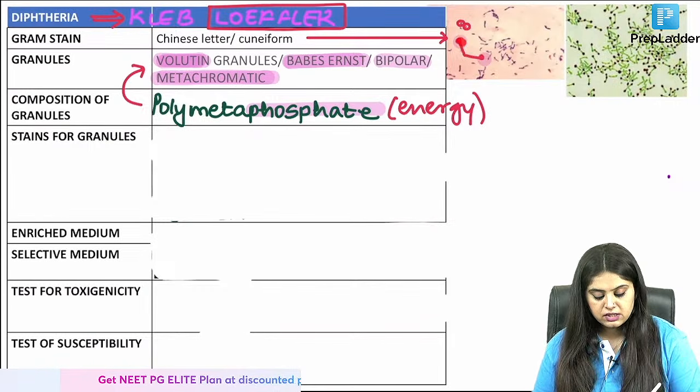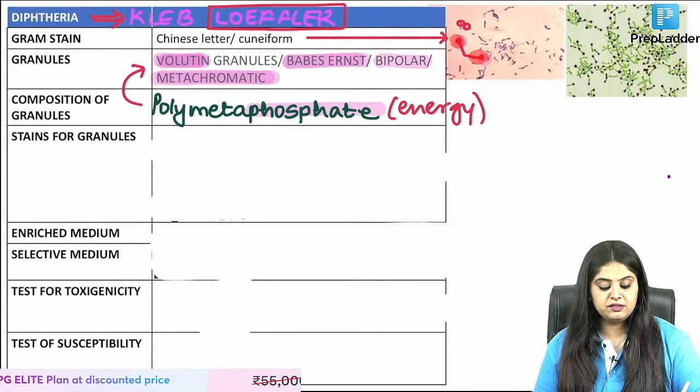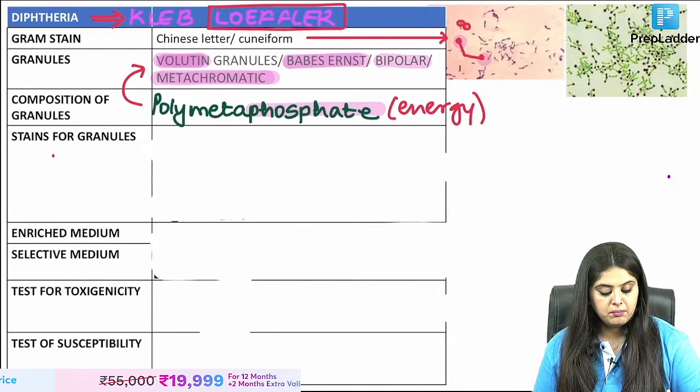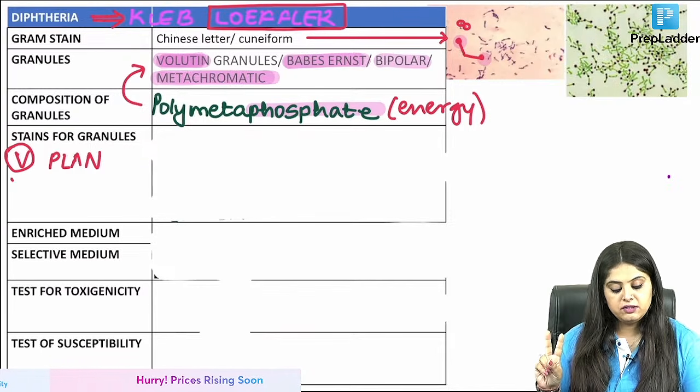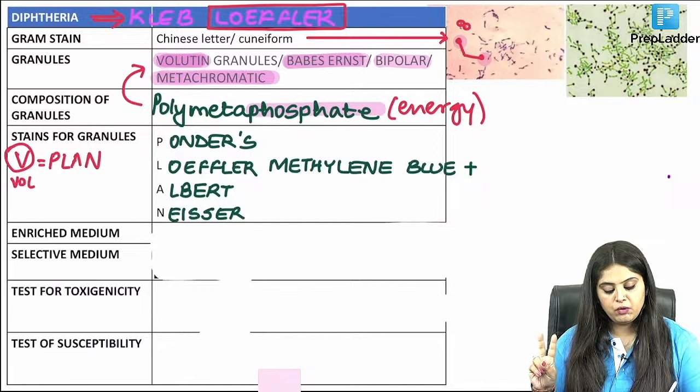Now, which stains are used for these granules you told us about, ma'am? What is the stain for the volutin granules? We have a stain for the volutin granules. Now what is the stain?